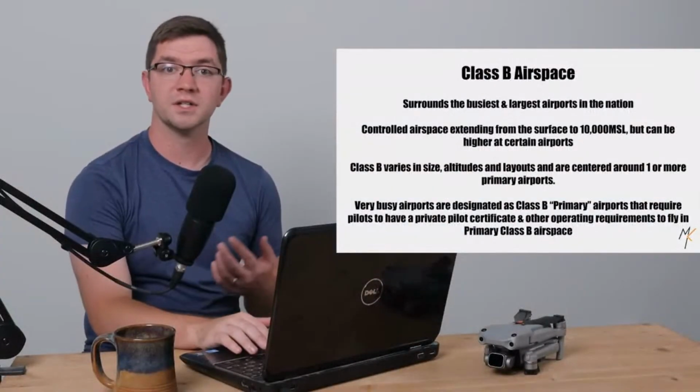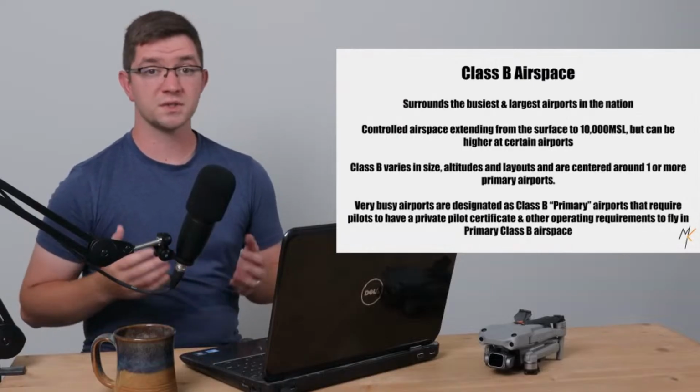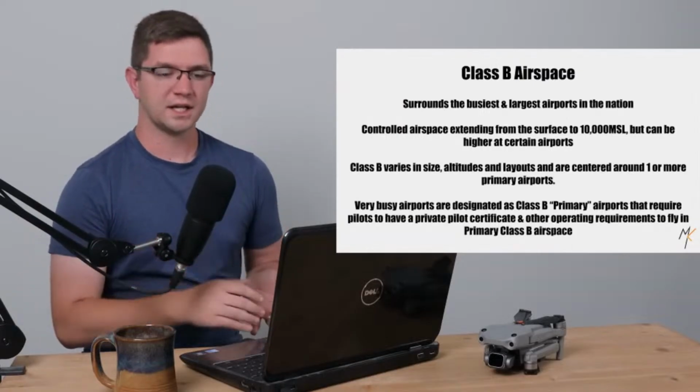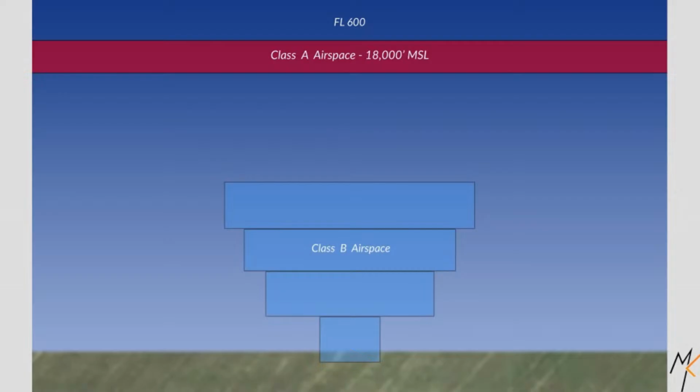Class B, or Class Bravo airspace. This is the airspace you find surrounding some of the busiest airports, such as Atlanta Hartsfield or LAX. On a sectional chart, it's going to vary in shape and size. And when you look at Class Bravo from a side view, it looks like an upside down wedding cake.